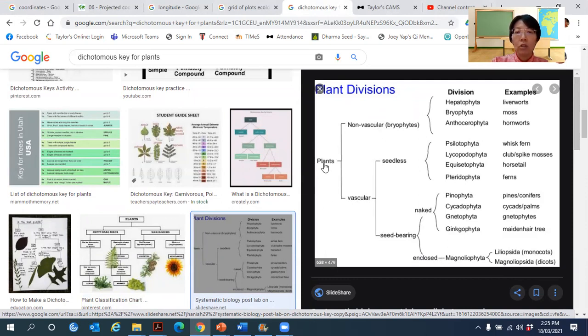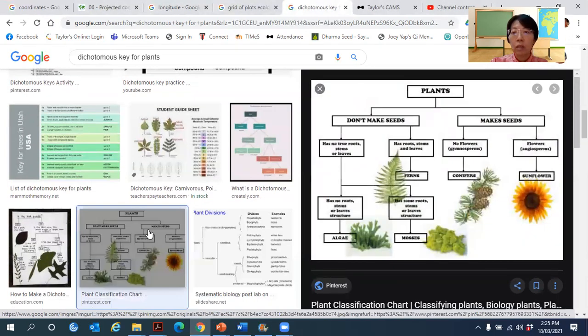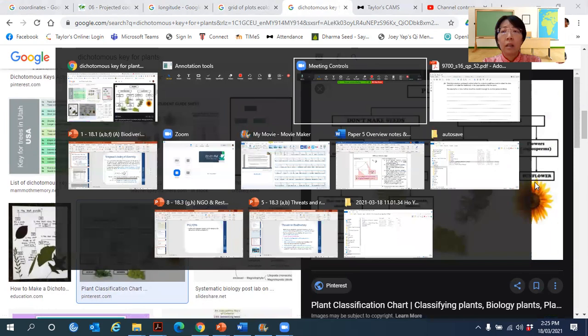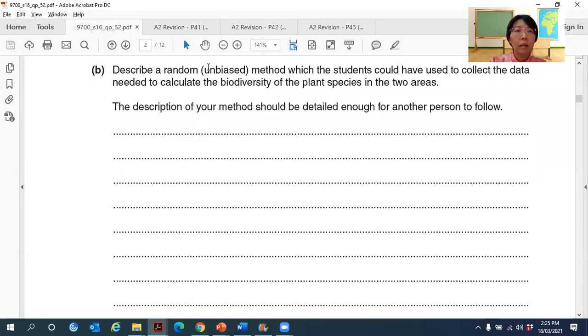So you are dividing the structure into two different types, and then two different types again, to identify them. Like this one here, same thing. Plants don't make seeds, or make seeds. Make seeds: got flower or no flower. Got no flower but can produce seed is a conifer. Got flower and produce seed is a sunflower, for example. So it is called a dichotomous key. If you write that dichotomous key as the method of identifying species, you get a mark. Because you want somebody else to carry out the experiment, you need to write very, very detailed.